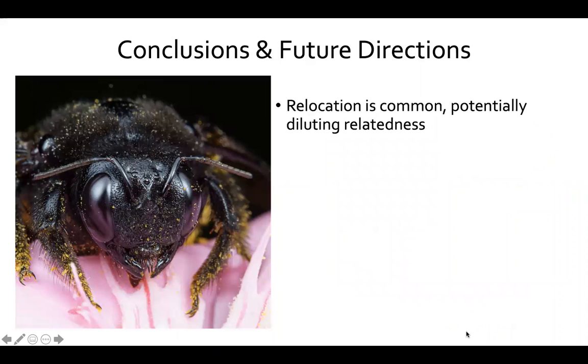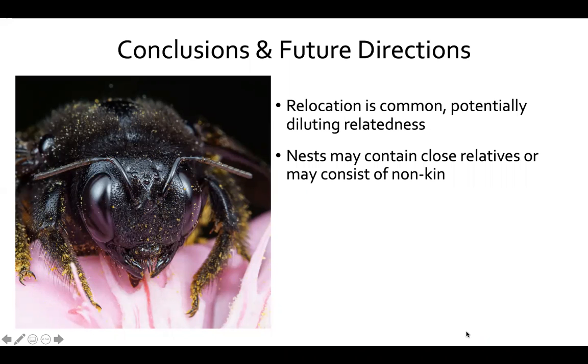So to summarize, we used mark recapture techniques to demonstrate that nest switching is a dominant strategy in this species, with more than half of all bees relocating at some point during the reproductive season. As bees disperse away from their natal nests to join other groups, we expect that within group relatedness will decrease.